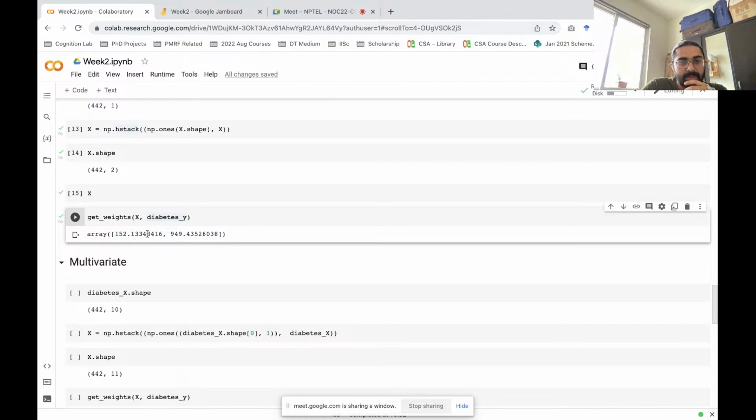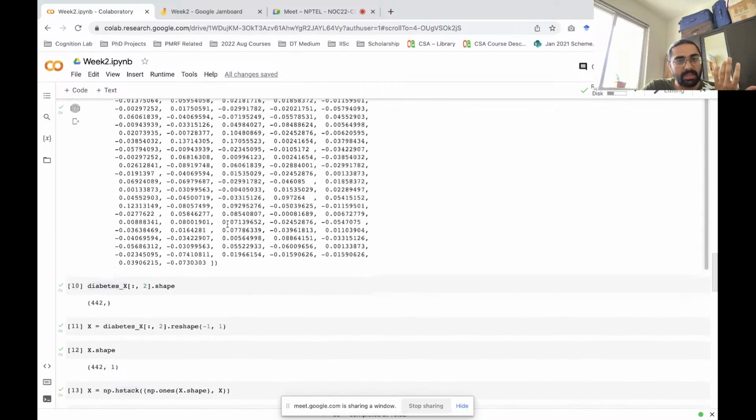The intercept. The bias term. So this is the bias term, and this is the particular weight for the particular feature that we used. The third variable that we used, this is the coefficient for that particular weight, right?